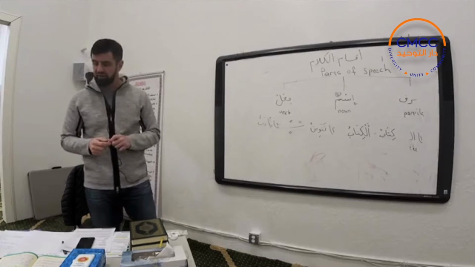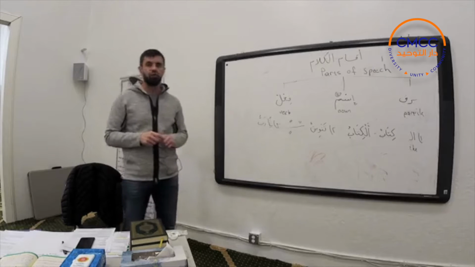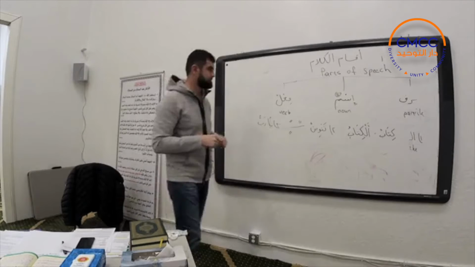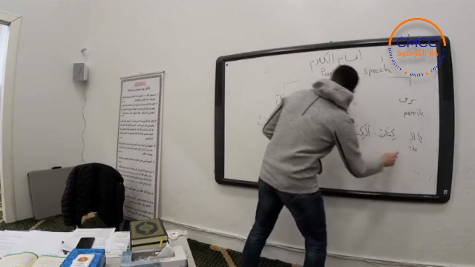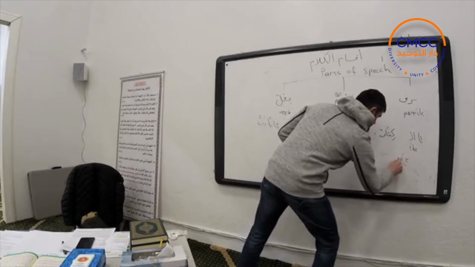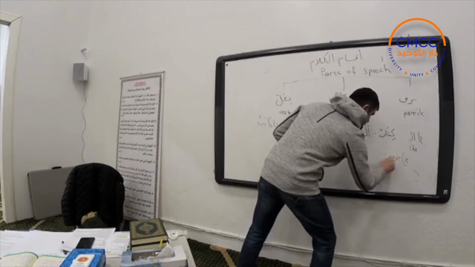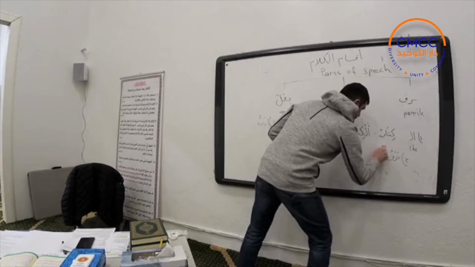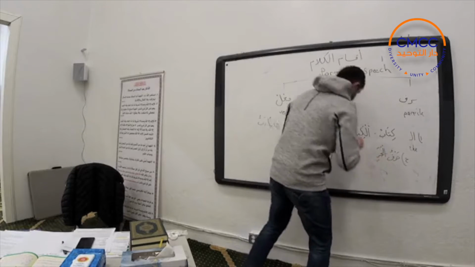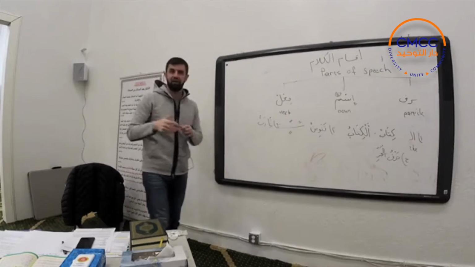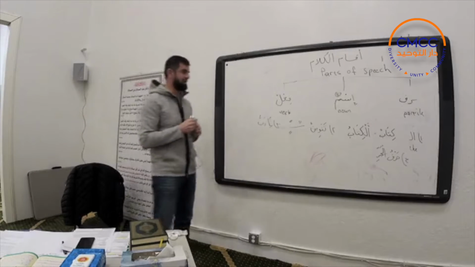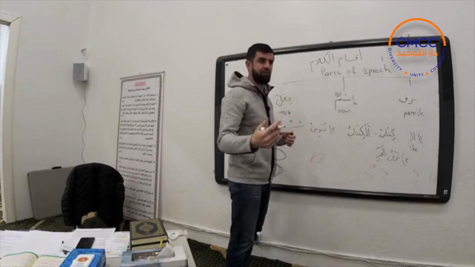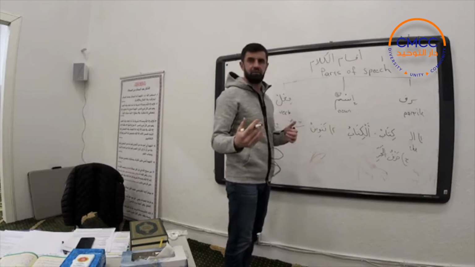The fourth one is Huruful Jar, or just Harful Jar. Harful Jar is a preposition, right? That's what we say in English. For example, in English it's in, at, within. You understand what I'm talking about?